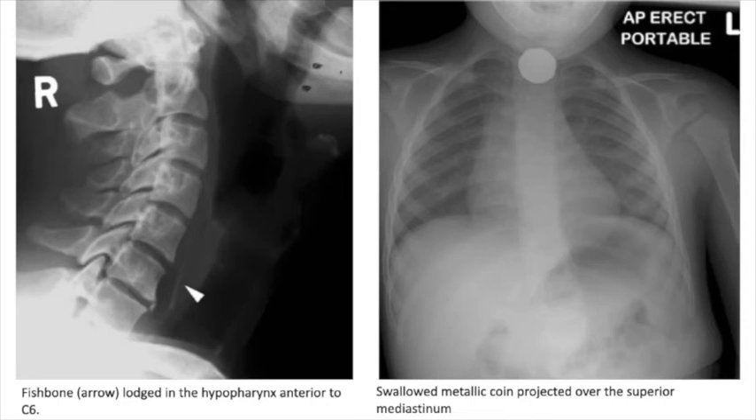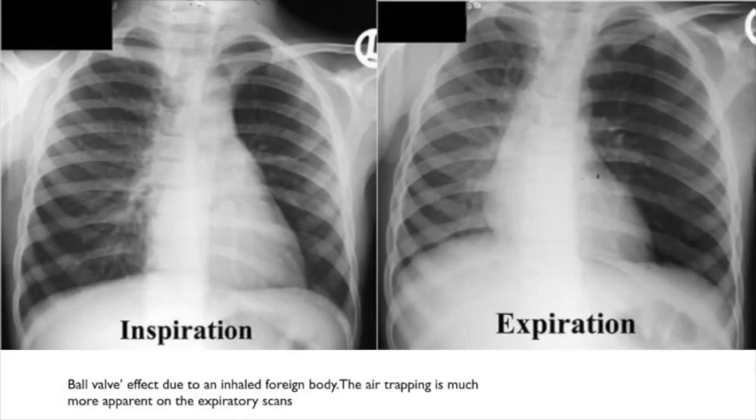Then let's move on. We continue with foreign bodies. You can see there is a fish bone at the arrow in the hypopharynx, anterior to C5. So it is a fish bone for sure. You have to be careful when you are eating your tilapia soup. The other case: you see this baby swallowed a metallic coin, projecting over the superior part of the tongue. These are very easy to localize and see.